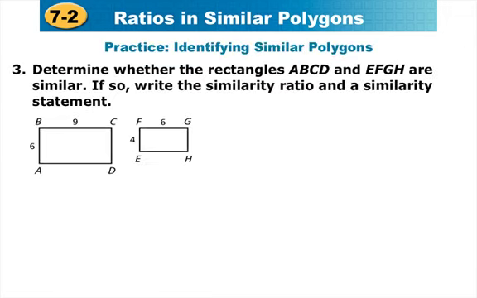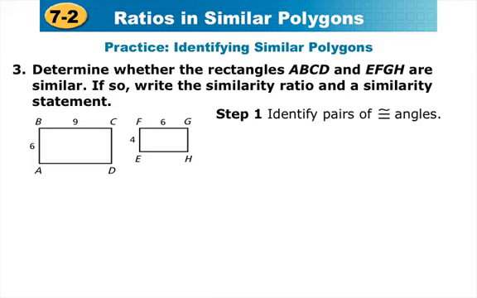Here's number 3. It says determine whether the rectangles ABCD and EFGH are similar. If so, write the similarity ratio and a similarity statement. So how are we going to show that? Determine if these are similar. What we're going to do is see if corresponding angles are congruent and corresponding sides give us the same ratio.